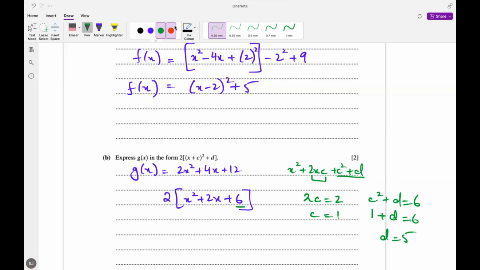So we can write the final answer as g of x equals 2 into bracket. So c is equal to 1. So we'll write x plus 1 whole squared and d is 5. So this will be plus 5.